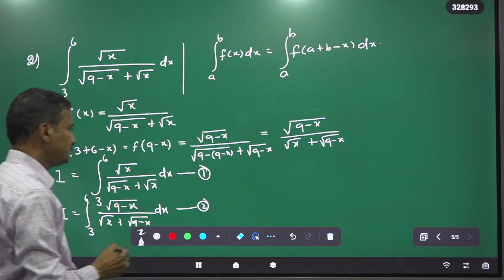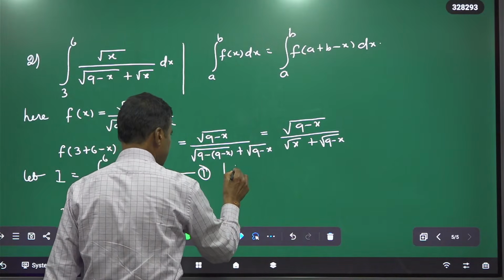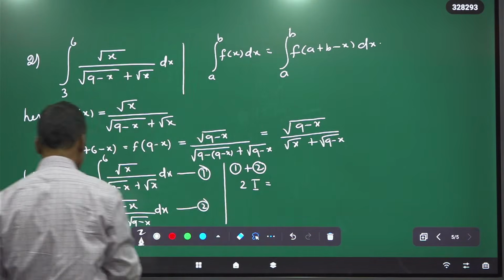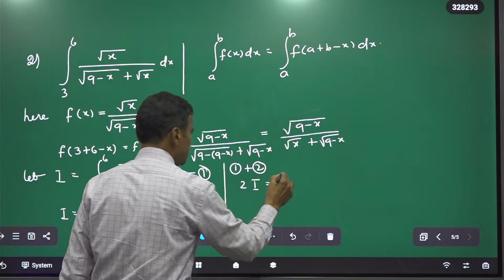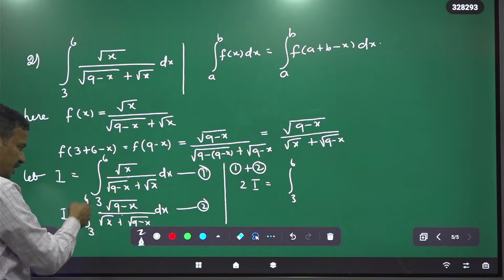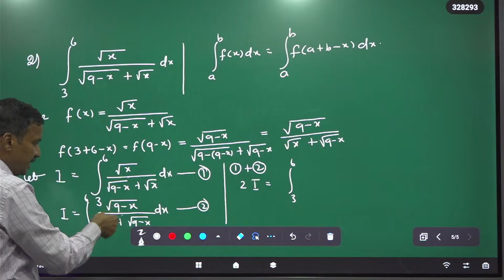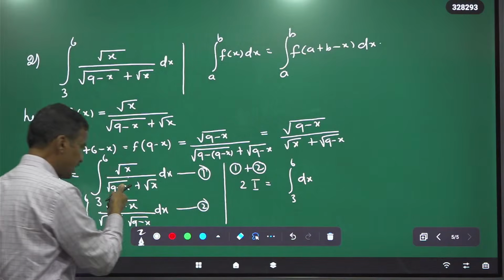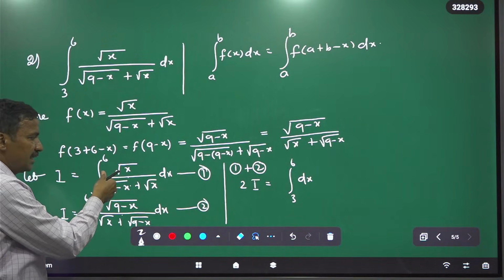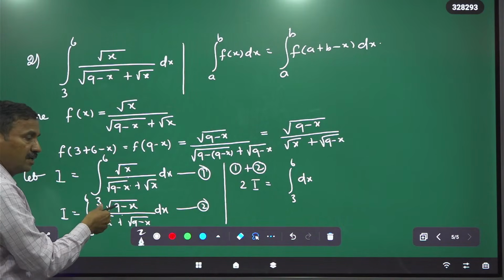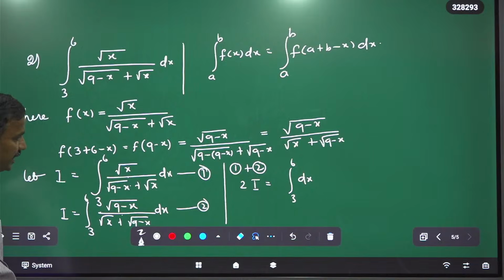Now, here equation 1 plus equation 2 gives you 2I is equal to, LHS, I plus I is 2I. So, that is integral of 3 to 6. By adding these two terms under the same integral between the same limits, it simply becomes dx, because these two have the same denominator. So we add the numerators, root x plus root of 9 minus x by root of 9 minus x plus root x. Therefore, numerator and denominator get cancelled. So, 1 into dx, that is dx here.